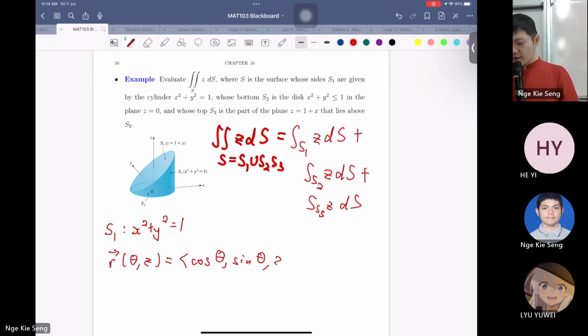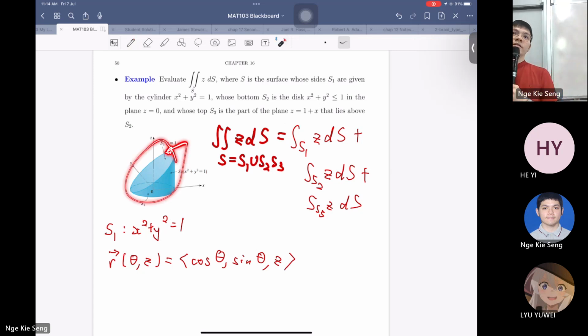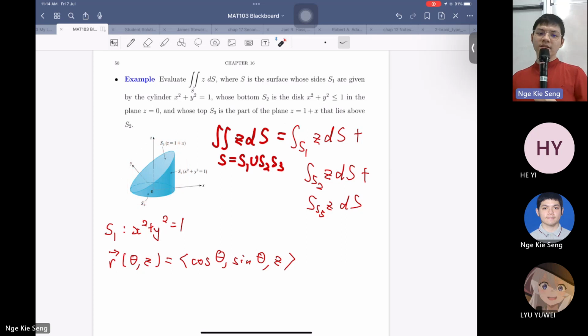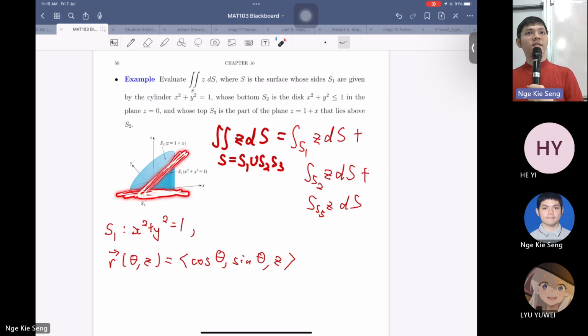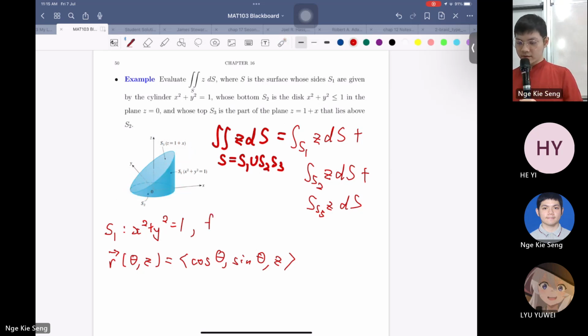But in this case, is this a proper cylinder or not? No, right? So how is this Z being controlled? The height is bounded below by 0. How about the height above? Bounded above by 1 plus x. So Z is from 0 until 1 plus x.